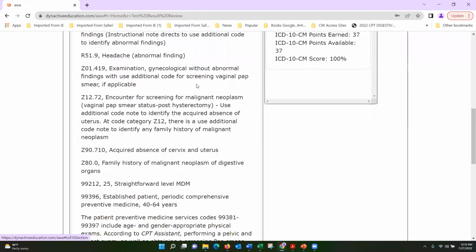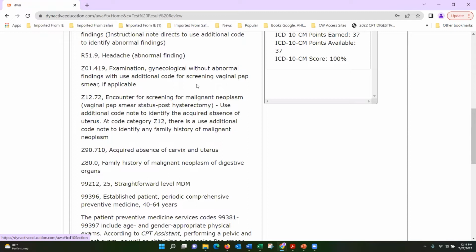The next thing is that because this is a female, there was a gynecological exam done. There was no abnormal findings, but he did a gynecological exam. So that is going to be your Z01.419. And I'm going to pull up find the code, but I want to go over the codes first instead of going back and forth.